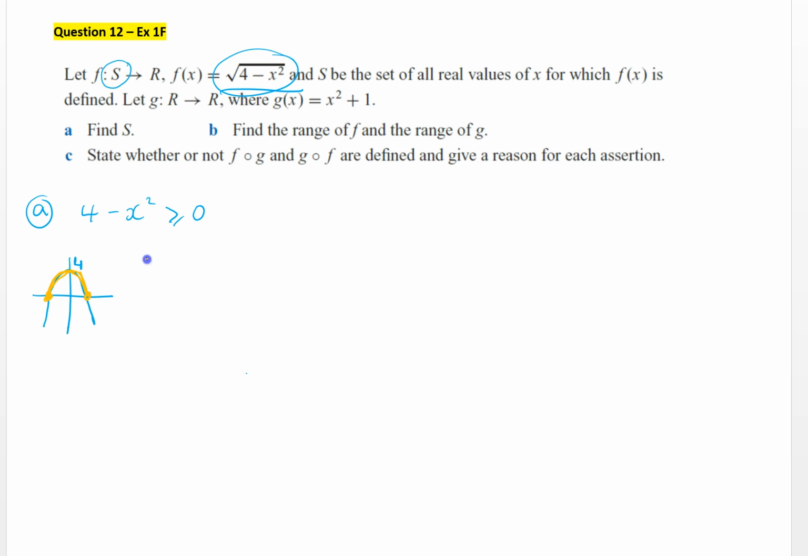So 4 minus x squared has to equal 0. 4 equals x squared, which means plus or minus 2 equals x. So that's negative 2 and that's 2. So what I've just found is that x has to be between negative 2 and 2. There's my domain. So therefore, S equals negative 2 to 2.